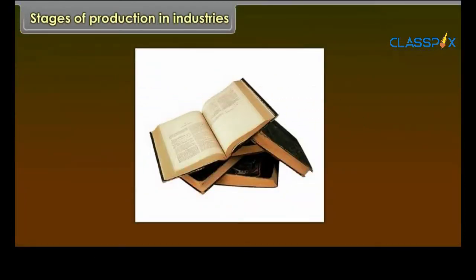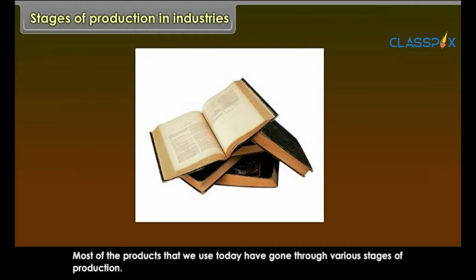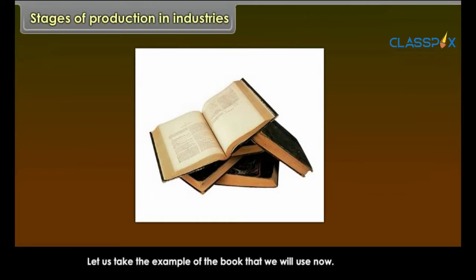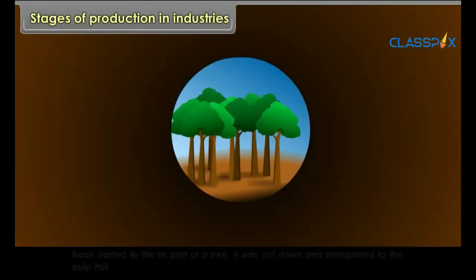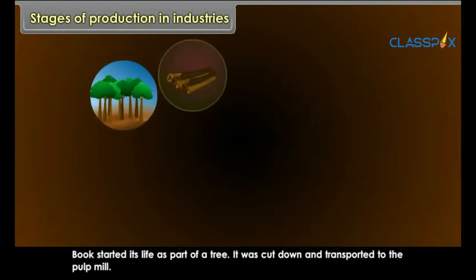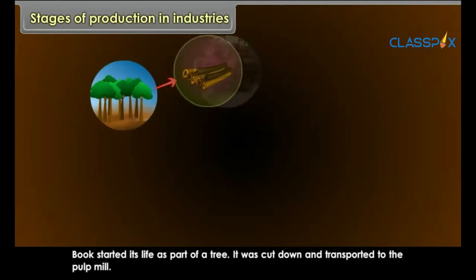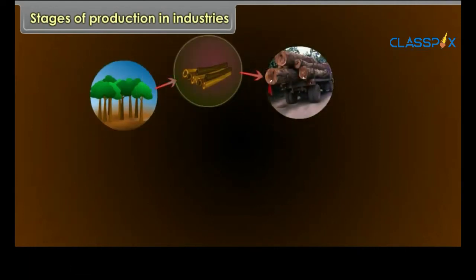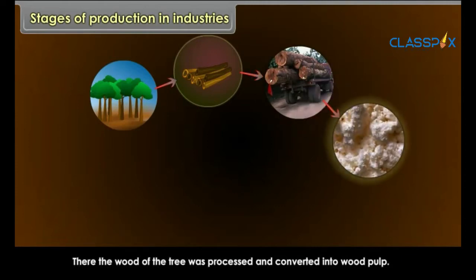Stages of production in industries. Most of the products that we use today have gone through various stages of production. Let us take the example of the book that we will use now. Book started its life as a part of a tree. It was cut down and transported to the pulp mill. There, the wood of the tree was processed and converted into wood pulp.